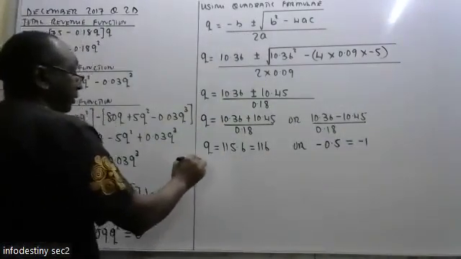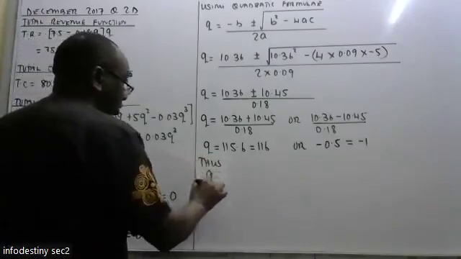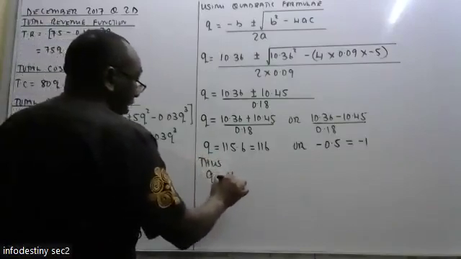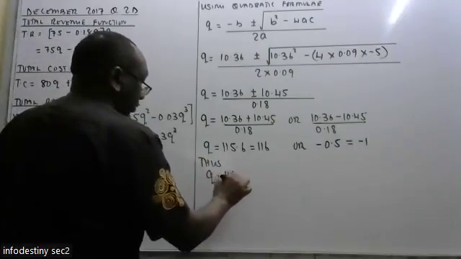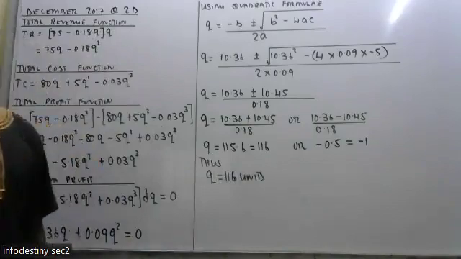And thus, for Q, we are going to settle for 116 units, because you cannot have negative units.